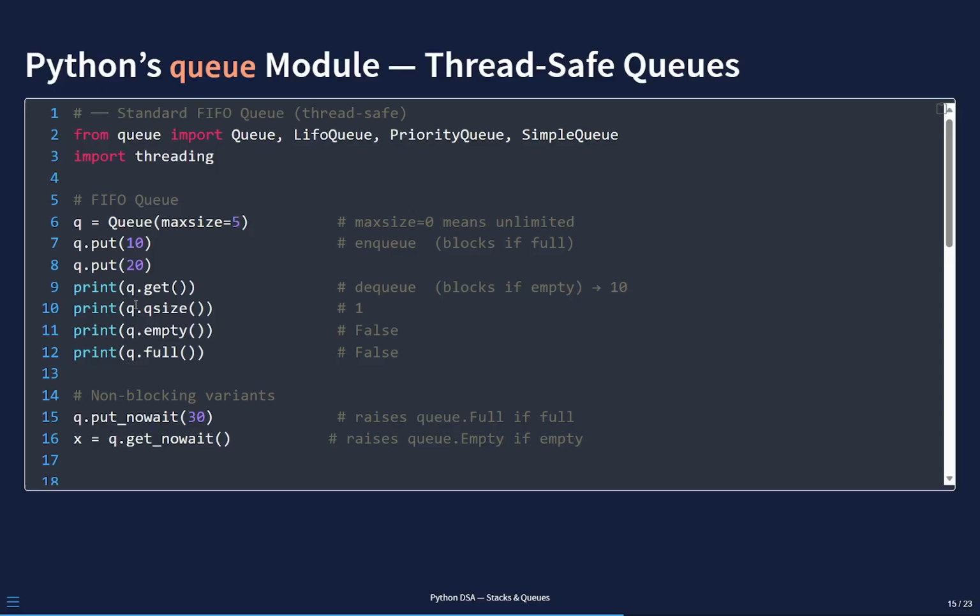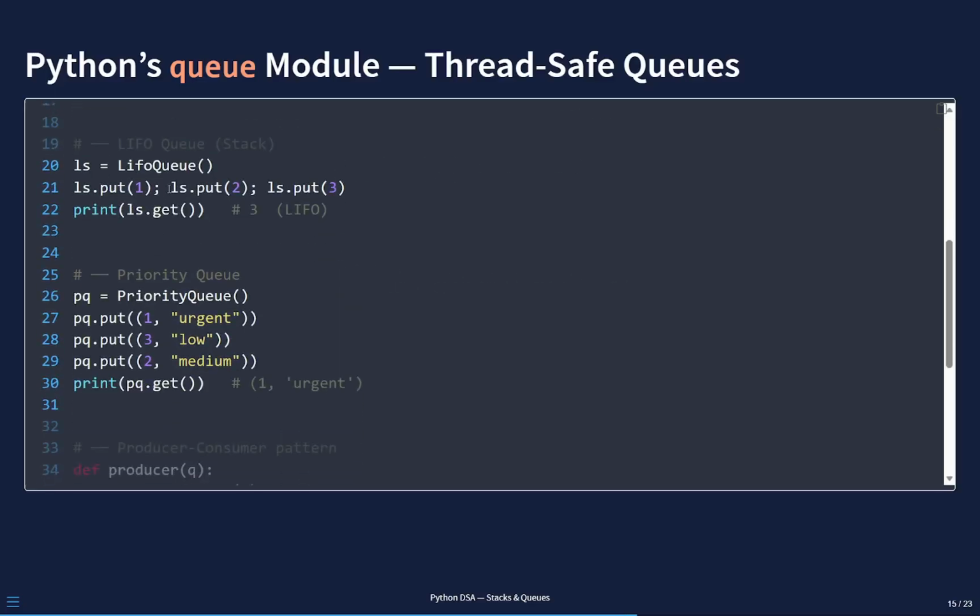LifoQueue is a thread-safe stack. Get returns the most recently put item. PriorityQueue is a thread-safe priority queue. Put tuples of priority, item, and get always returns the minimum.